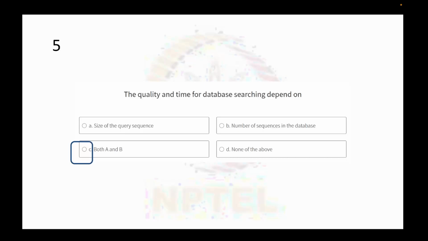If the input query is large, time taken is more and quality reduces, and if the number of sequences in the database is many, irrespective of query size, the time taken is high because it has to generate pairwise alignment with its query, and each sequence pairwise alignment will take time.